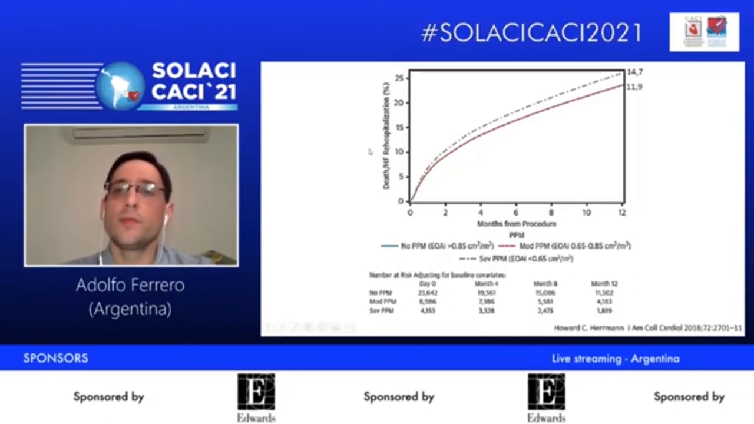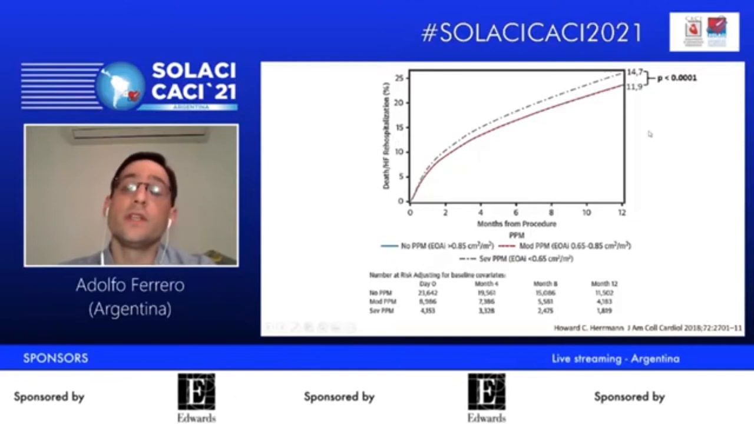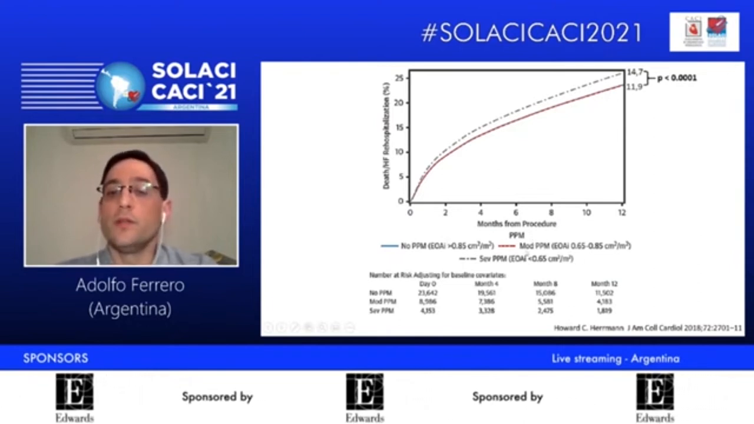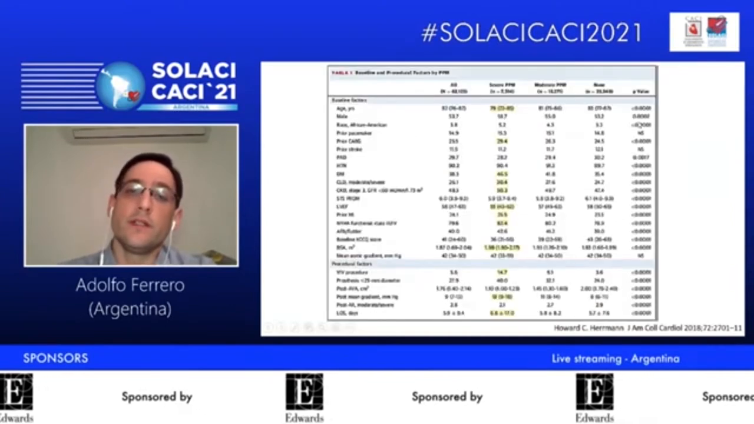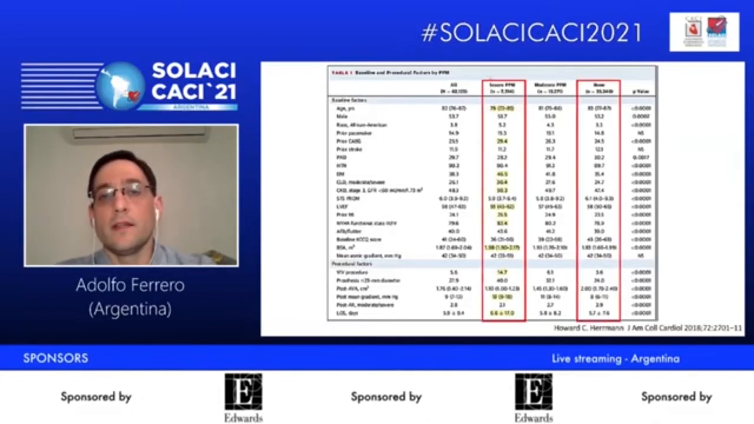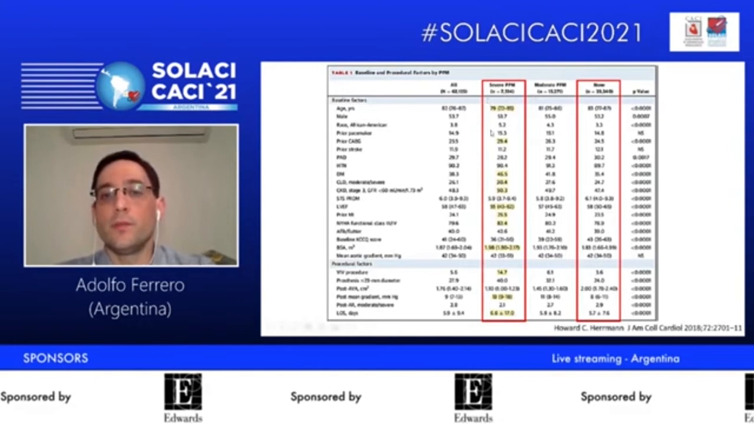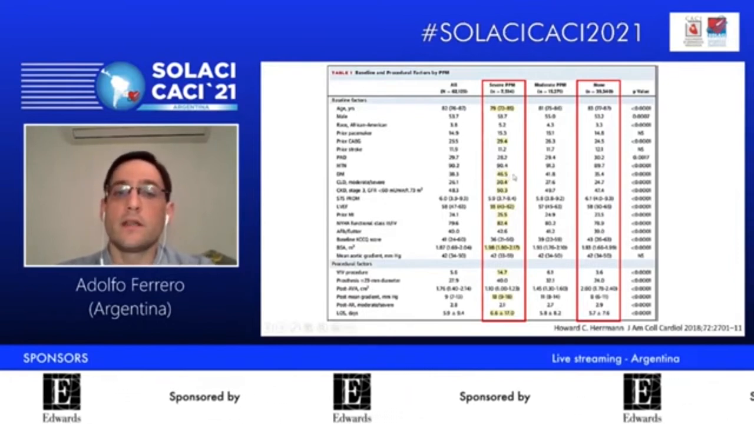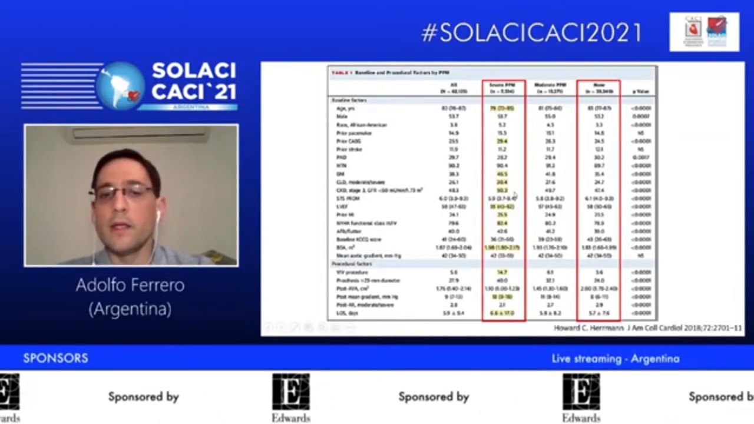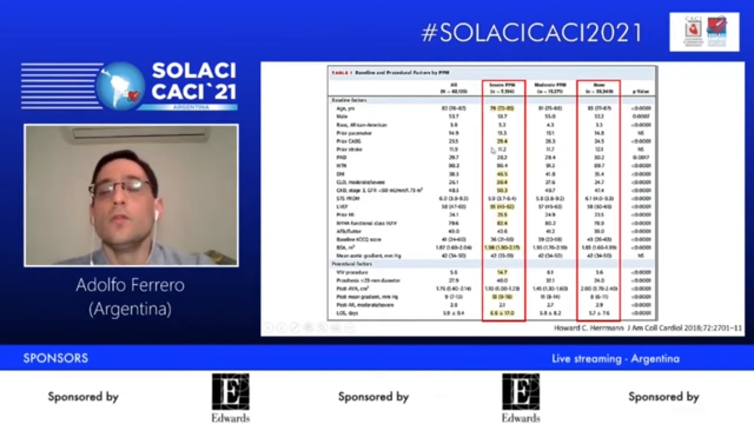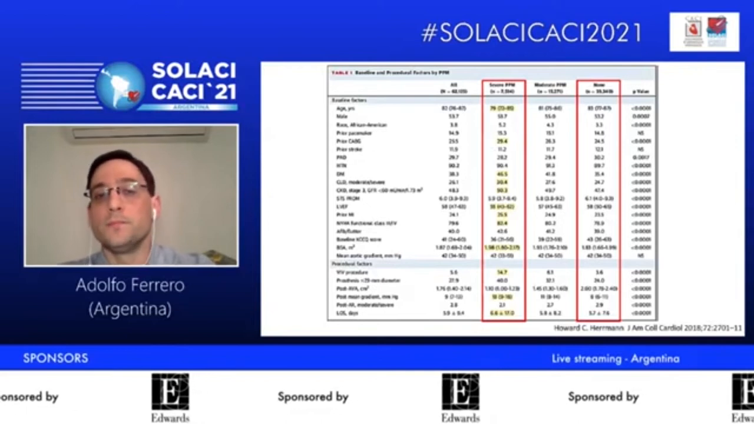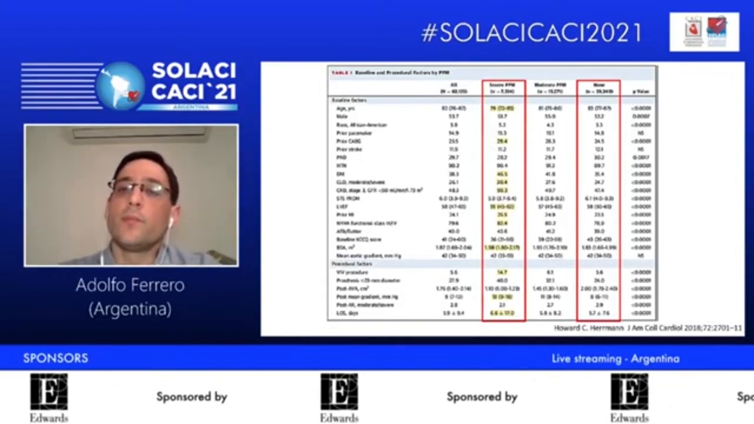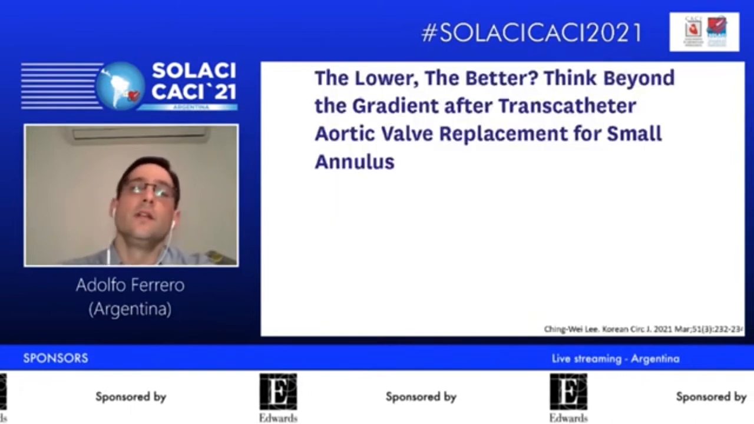And if we take a look at death plus rehospitalization, the difference is even more statistically significant in severe compared with moderate or no prosthesis-patient mismatch. But if we take a deeper look into the baseline data, we can see that patients with severe prosthesis mismatch are slightly different, especially in chronic lung disease, renal failure, and more CABG. All this could be the reason why they have more events. So I think it could be due to these differences and not the gradient itself.